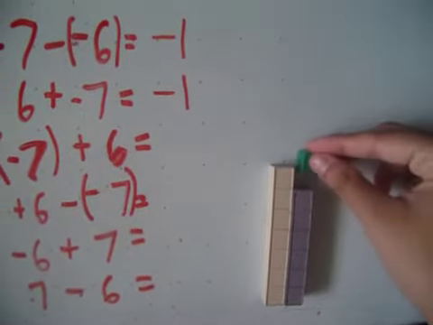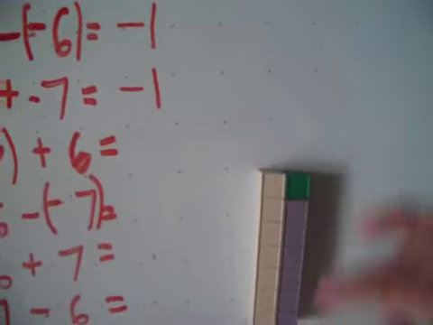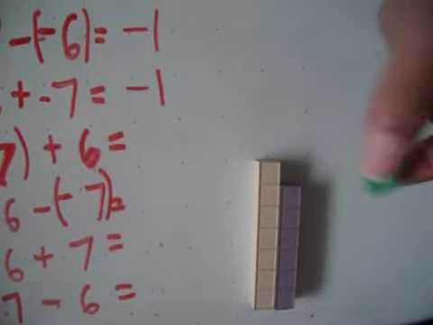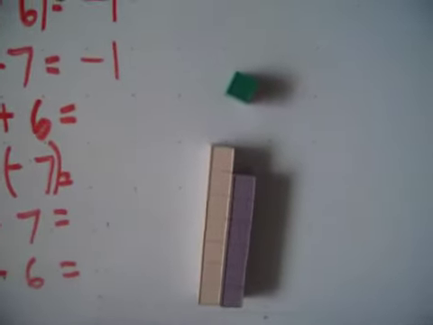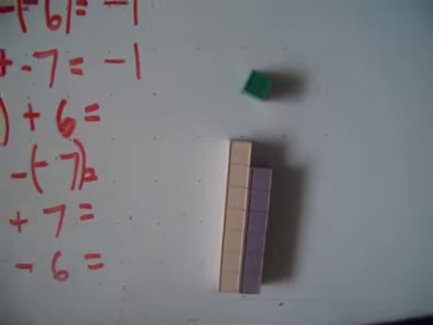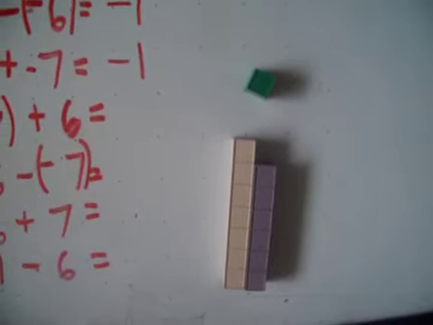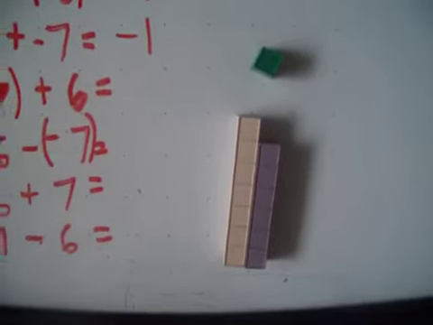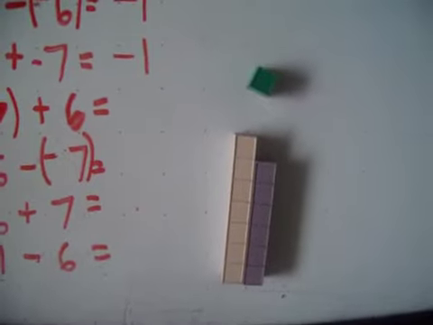If I have positive 6 and positive 7, did anything change from the math you learned when you were a tiny little girl? What's 6 plus 7?